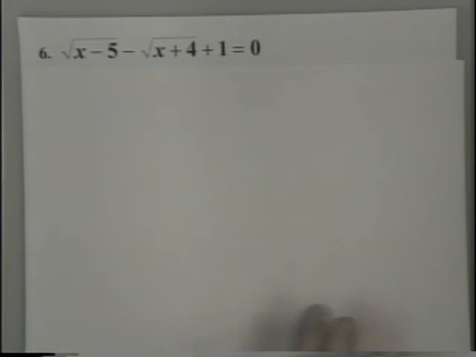Okay, here's one like that one we just did for you to try. So pause the tape, copy this one down, and work it out and check it and come up with a solution set, and then we'll work it together. Okay, did you get the solution set to be 21? Well, let's see.